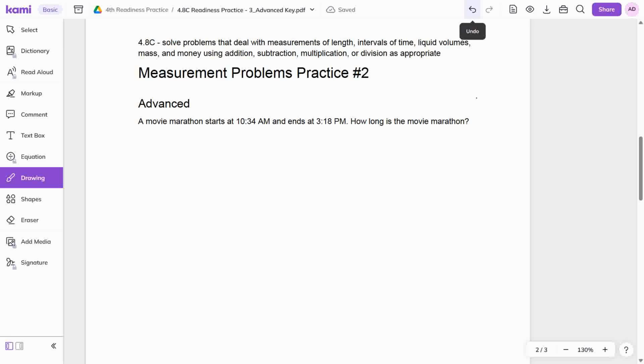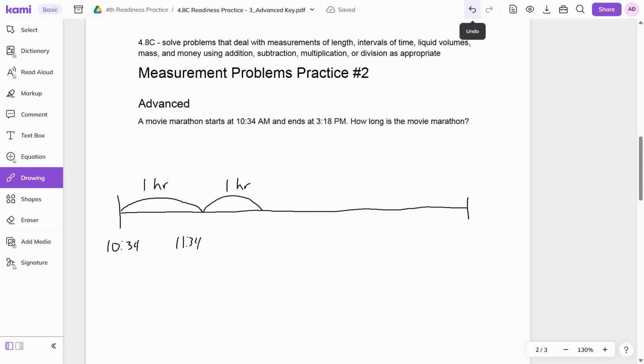And what I find helpful here is when we are using a timeline. There's a few different ways to do this. Adding and subtracting time gets weird when you go over the o'clock or the hour. So I usually find timelines to be a little bit easier. So I'm going to start at 10:34. What I'm going to do is I'm going to start adding hours. I'm going to try to get as close as I can to 3:18 by adding 1 hour. So now I've got 11:34.